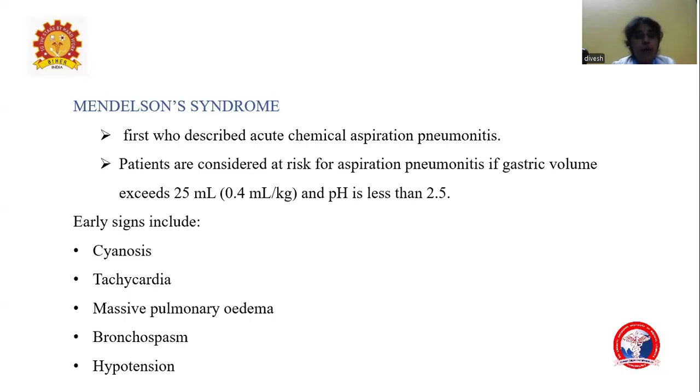The major complication of aspiration is Mendelson syndrome. Mendelson first described acute chemical aspiration pneumonitis. The patient is considered at risk for aspiration pneumonitis if the gastric volume exceeds 25 ml, that is 0.4 ml per kg, and pH is less than 2.5. The early signs include cyanosis, tachycardia, massive pulmonary edema, bronchospasm, and hypotension.